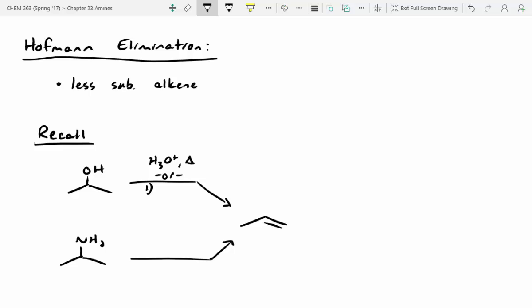Tosylate it, right? So TsCl followed by some sort of strong base. But really the key with this is we have to turn this into a good leaving group. So with protonation, all you're doing is adding a proton, but that means that water is your leaving group. Water is a good leaving group. And the second one, we're tosylating it, turning it into a good leaving group.